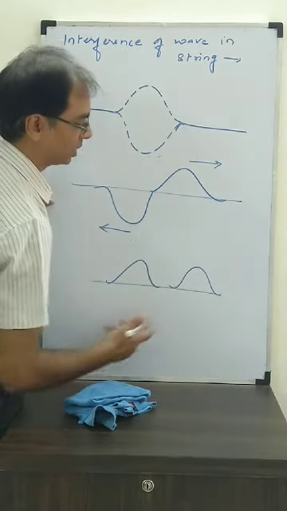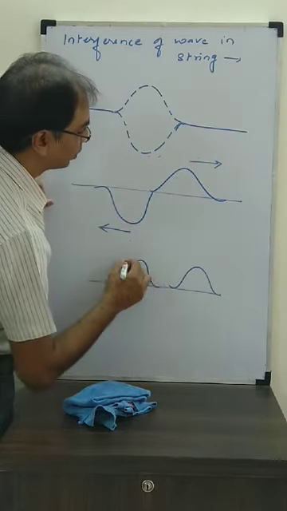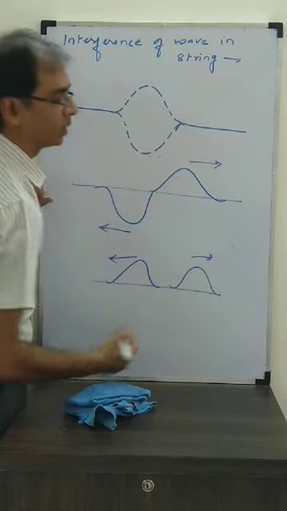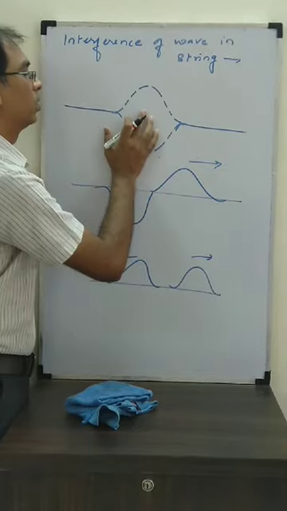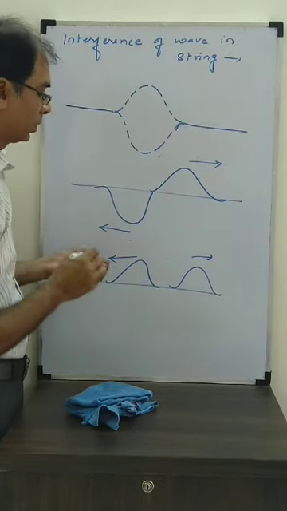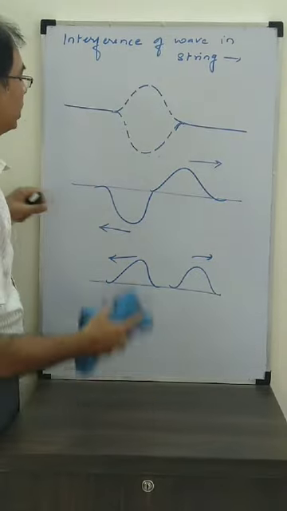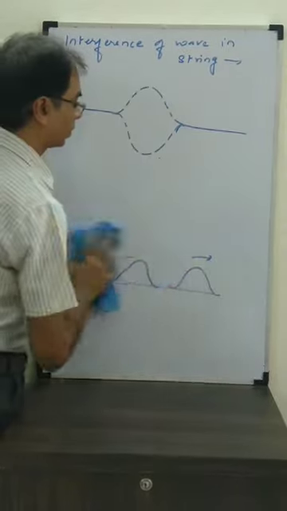But once they cross each other, then what happens? Both will continue to move in their respective directions. Okay, so wherever they are meeting, there only the change happens. Okay, so in this particular case, there is a question.